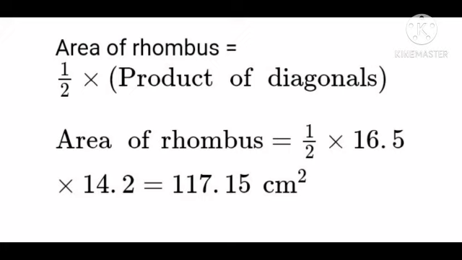Therefore area of a rhombus is equal to 16.5 into 7.1, which is equal to 117.15 centimeters square. Therefore area of a rhombus is equal to 117.15 centimeters square is the answer.